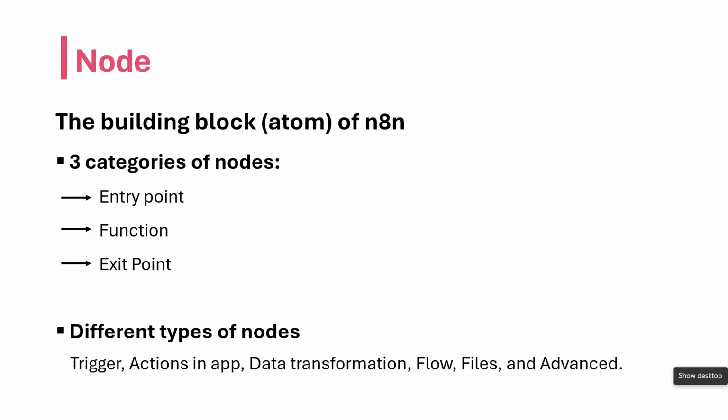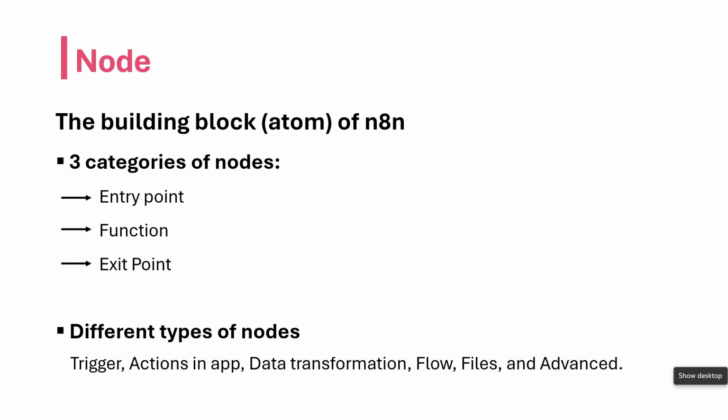Then come the exit point nodes. Finally, they send the data out of n8n, like sending a Slack message, writing data to Google Sheets, or sending an email. These are like the delivery agents of your workflow. They ensure your final output reaches the right destination.